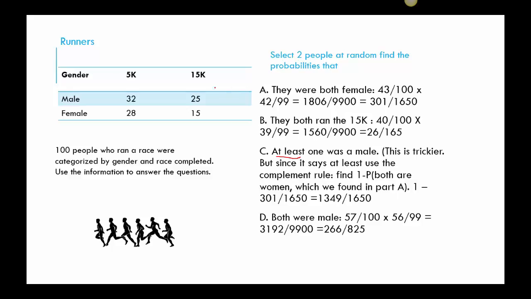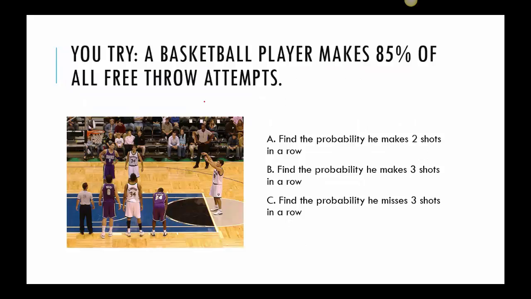Okay, part D, both were male. Same, add up them in. 32 and 25 is 57. I have 57 over 100 times 56 over 99. 3,192 over 9,900, which reduces to 266 over 825. Right. Last example for this short video.